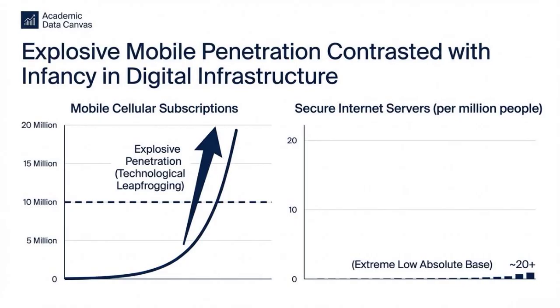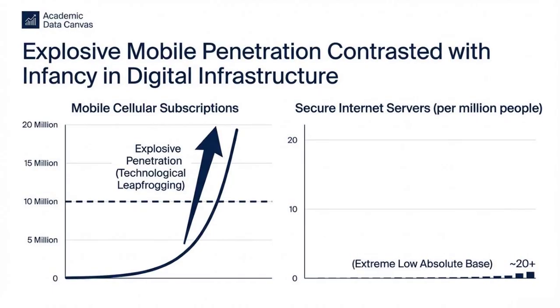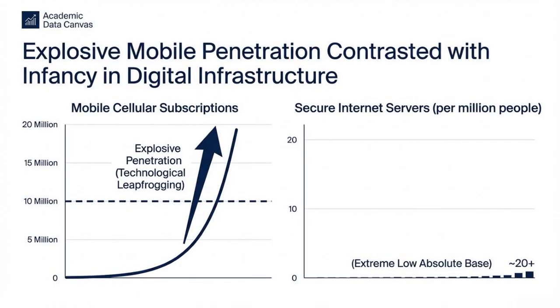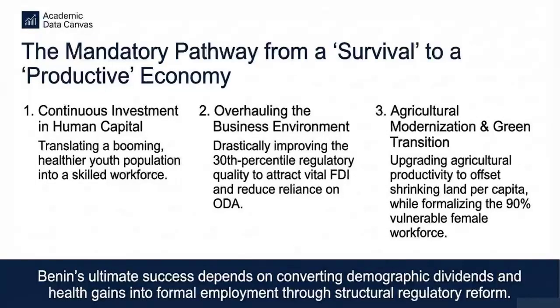Those contradictions: the cell phone in the traffic jam, the educated young woman working a vulnerable street stall, the massive agricultural demand relying on shrinking plots of land. They perfectly set up the strategic crossroads that Benin is currently standing at. Which brings us to the ultimate conclusion of this data deck. Slide 15, the strategic outlook.